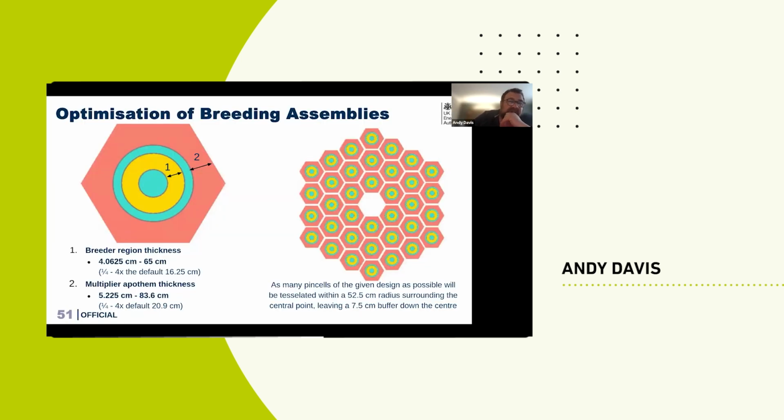Similarly, we can use HPC to optimize. Here's an example of an optimization of a tritium breeding assembly. We can say, well, I want to vary this parameter 1 and this parameter 2. I don't know how thick this should be. We'll take a Bayesian approach and let the system decide for itself. We want to tessellate as many of these things together as we can.